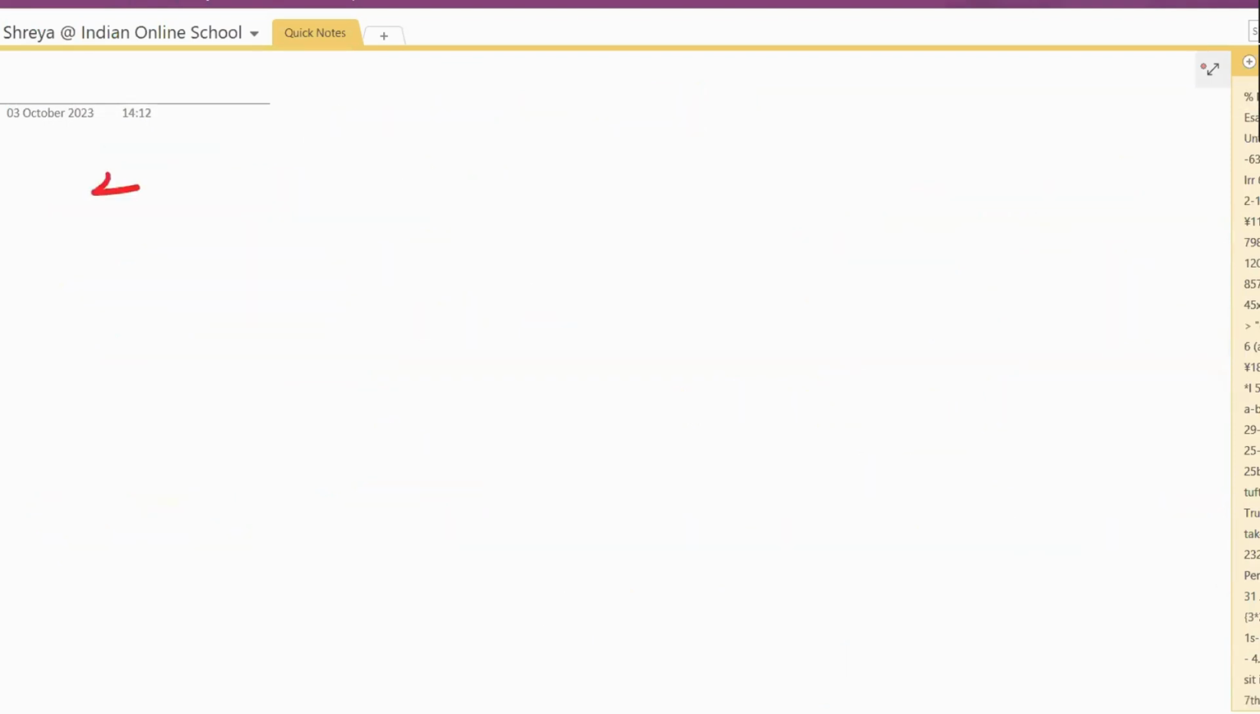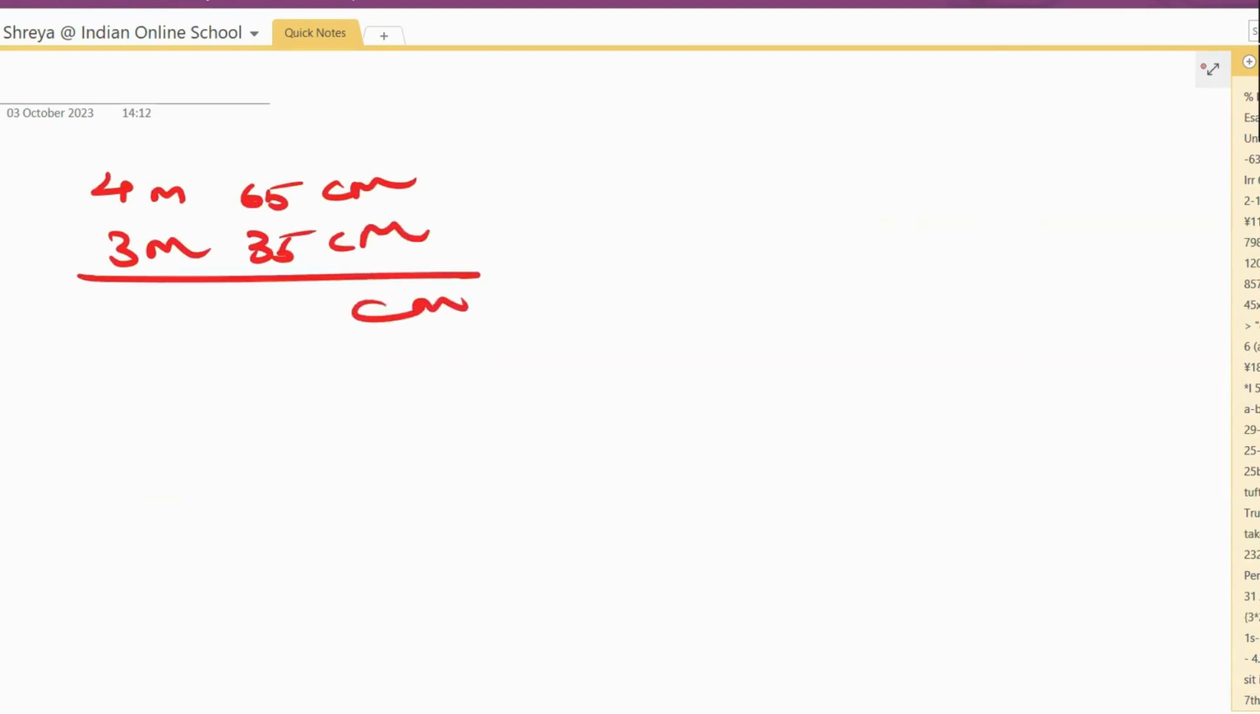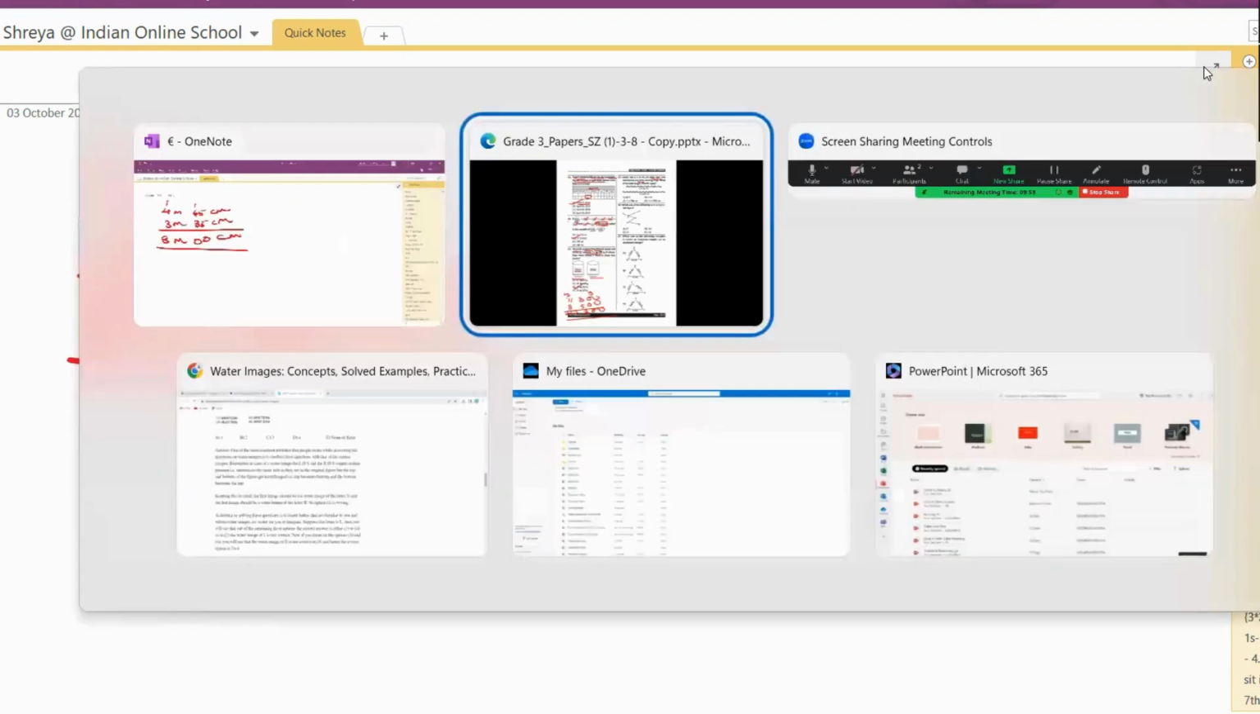Next, number 15. Suzanne has a 3 meter 35 centimeter long rope and Garima has 4 meter 65 centimeter. What is the total length? Simply add them up. 4 meter 65 centimeter and 3 meter 35 centimeter. 5 plus 5, 10, 0 carry 1, 6 plus 3, 9, plus 1, 10, 0 carry 1, 4 plus 3, 7, plus 1, 8. So it's basically 8 meters as our answer. Okay, where do you have 8 meter?